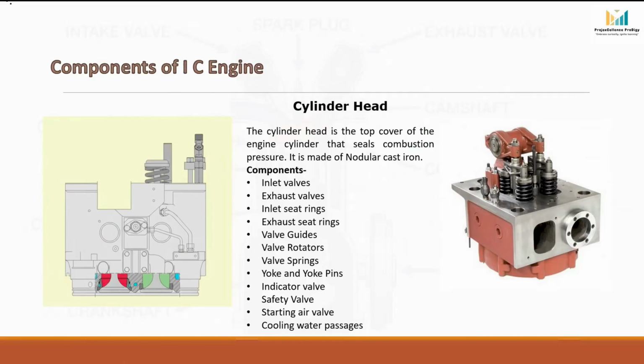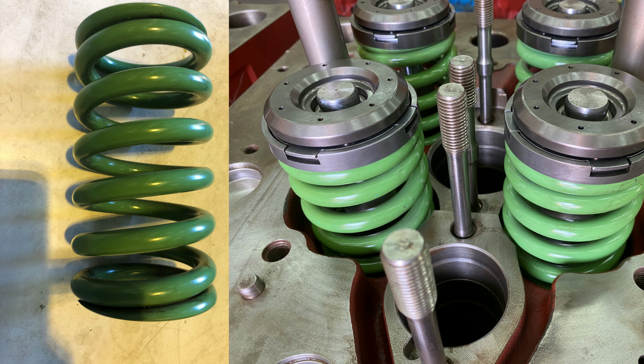Next, we have the valve springs. The valve springs are fitted around the valve stem, and their main function is to keep the valve normally closed. When the camshaft pushes the valve open, the spring gets compressed. As soon as the cam lobe moves away, the spring expands and forces the valve back onto its seat. In this way, valve springs ensure proper sealing of the combustion chamber and accurate valve operation.